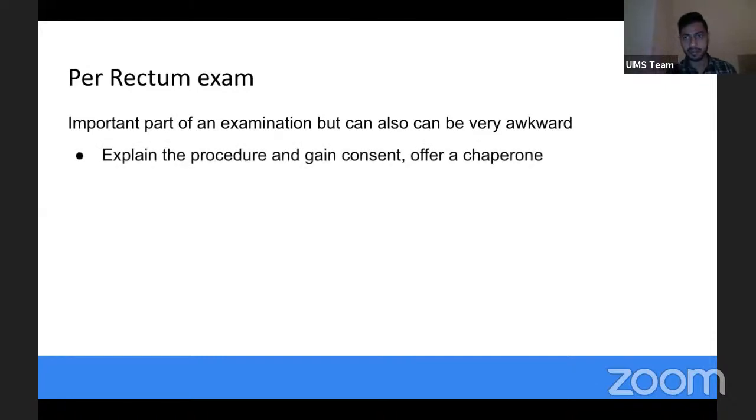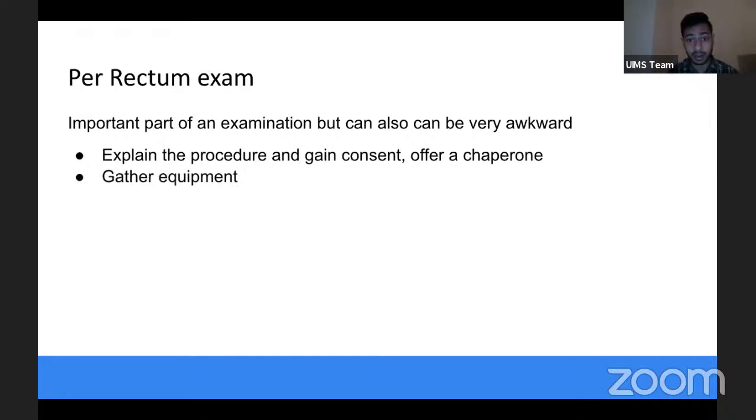The first thing you usually do, before anything that is potentially impacting patient dignity, is explain the procedure and gain consent. We should explain what we're going to do, how we're going to do it, why we need to do it, and then ask the patient if they consent to us doing it. What can sometimes alleviate concerns is if we offer a chaperone. That can sometimes calm the patient, and they can be a bit more cooperative after that.